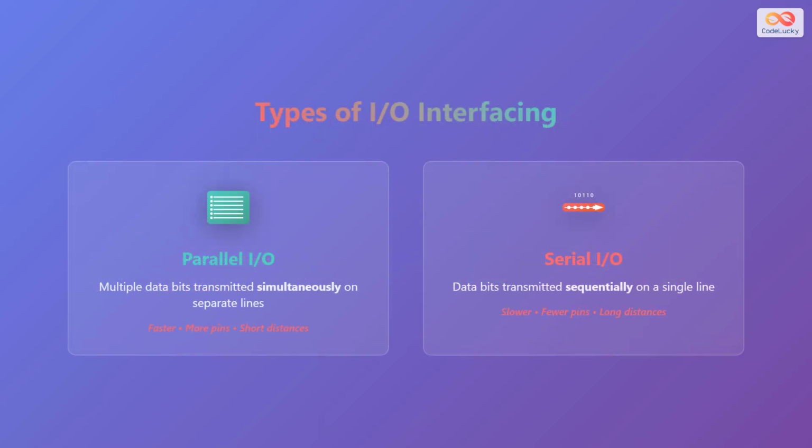There are mainly two types of input-output interfacing: parallel input-output and serial input-output. Parallel input-output involves transmitting multiple data bits simultaneously on separate lines. This method offers faster data transfer rates but requires more pins and is typically used for shorter distances. Serial input-output, on the other hand, transmits data bits sequentially on a single line. This approach is slower but requires fewer pins and is suitable for longer distances.